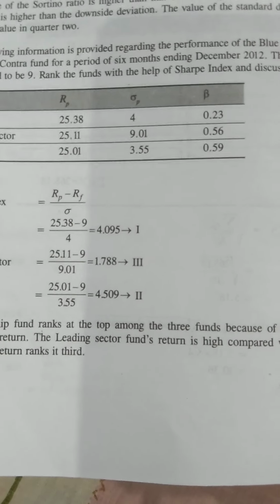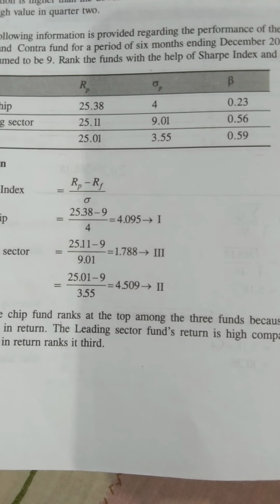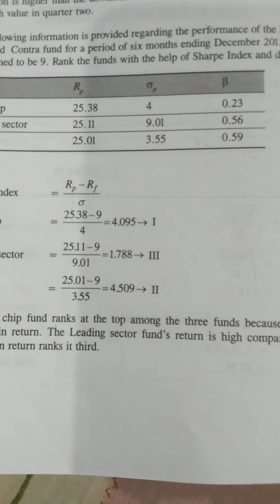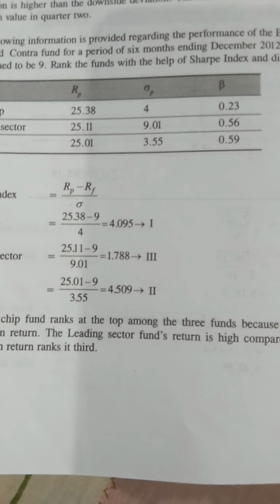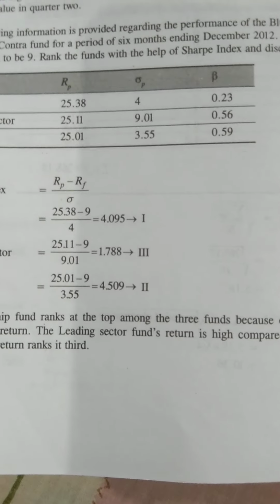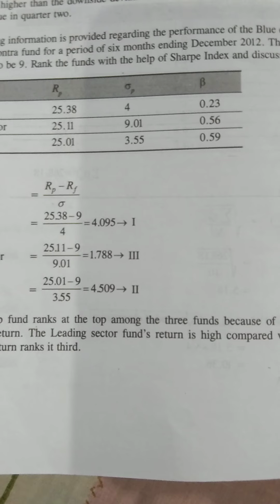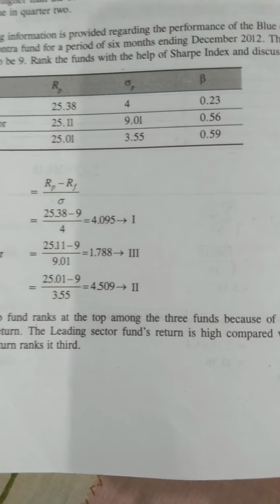Now they have done the ranking. It seems there is some mistake: 4.095 has been given as 1, but instead of that 4.509 will be your 1 and 4.095 will actually be 2. You should calculate it by your calculator.